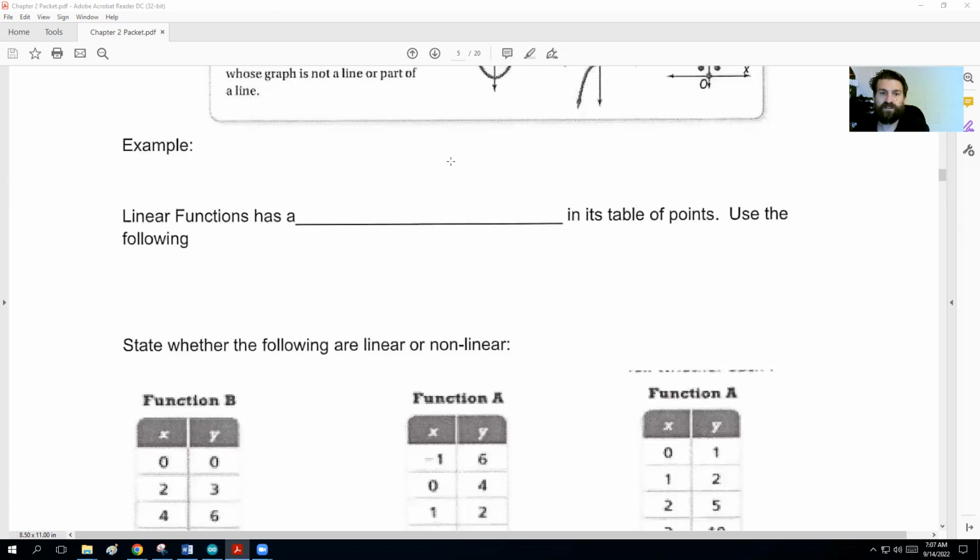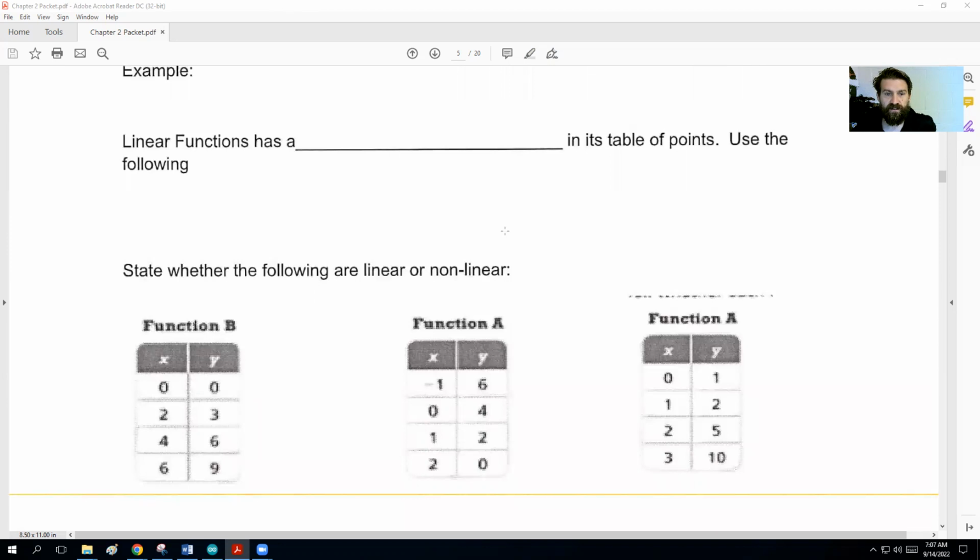So linear functions has, let's see if you guys can try to figure this, has a what in its table of points. And so we can look at the following here. So what we're going to be looking for to determine whether these are linear or nonlinear is that there's got to be a pattern. And it's got to be like straight up like an addition pattern, not like a ×2 or anything. That would actually be another type of function we'll learn later on in the year. But we're going to be looking here.